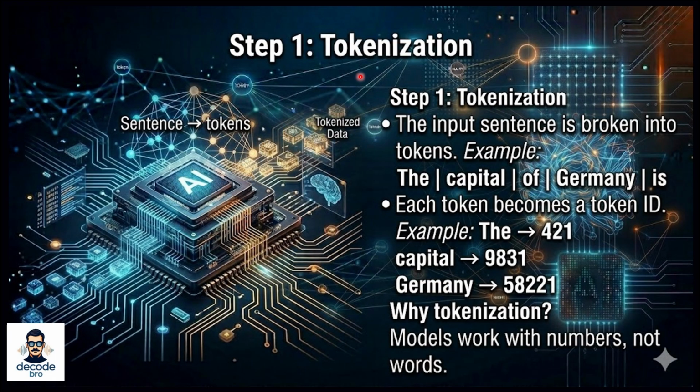Step 1 is tokenization. Every sentence a model sees is broken down into manageable pieces called tokens. For example, "The capital of Germany is". Each token becomes a unique ID. So "the" becomes 421, "capital" 9831. Why? Because models think in numbers, not words. This is the first key step that makes language understandable to AI.